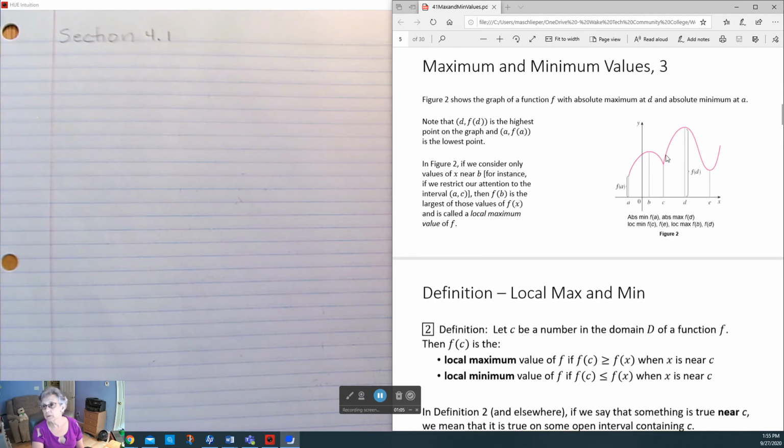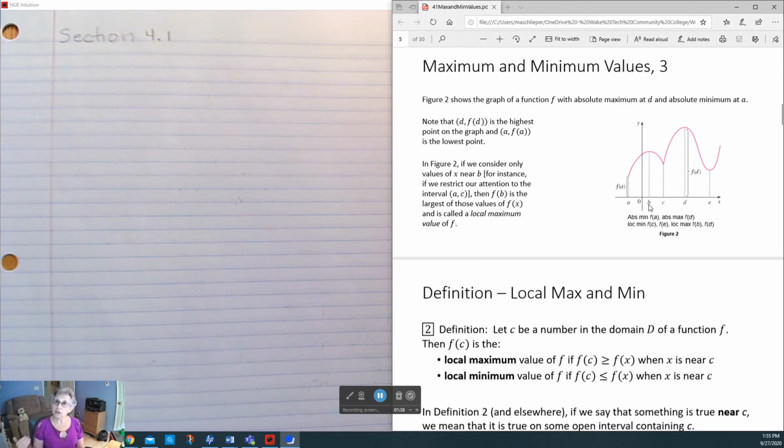Picture, just go through this one really quickly. It has an absolute min at A because nowhere on the graph does it go lower. It has an absolute max at D because nowhere on the graph does it go higher. It has a local max at B because you could circle it and nowhere inside the circle would it go higher. It has local mins at C and at E because you could circle them.